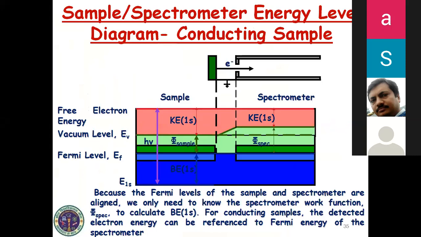The XPS spectra for binding energy referencing also depend on the sample properties, whether our sample is conducting or insulating. The Fermi level matching of the sample and spectrometer happens for conducting samples only. Here you can see that the sample and spectrometer have a common Fermi level. Because the Fermi level of the sample and spectrometer are aligned, we only need to know the spectrometer work function to calculate binding energy. For a conducting sample, the detected electron energy can be referenced to the Fermi energy of the spectrometer directly.